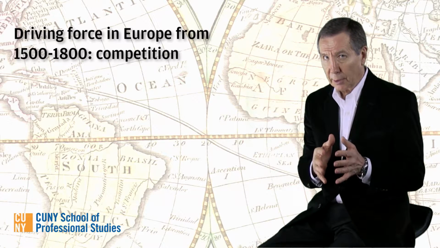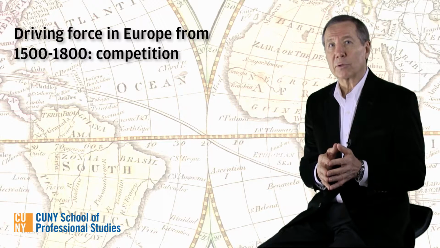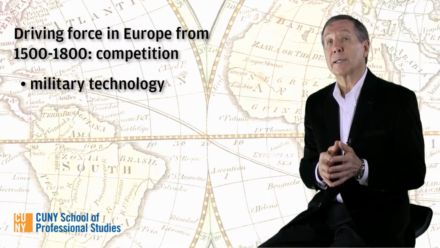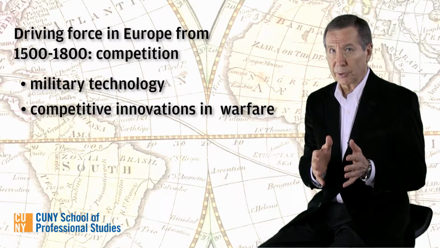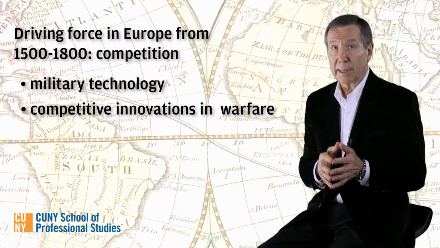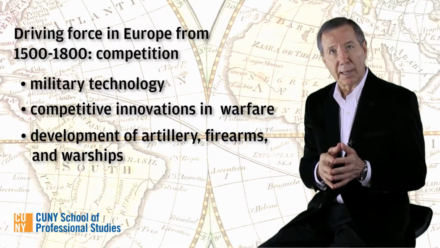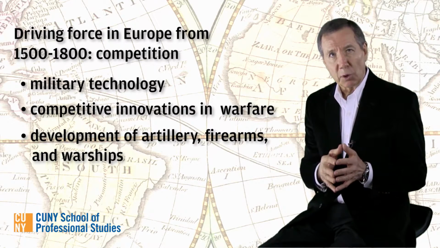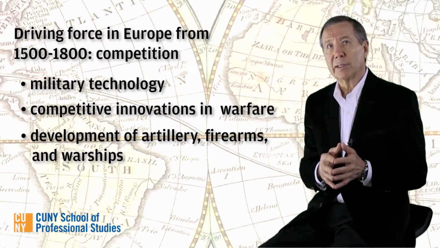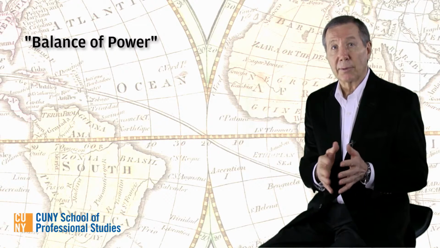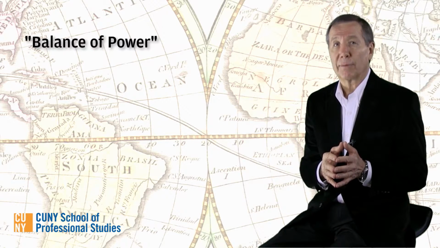European states existed in relation to each other, and their competition, their conflict, becomes one of the driving forces of this entire period. In Europe, that competition is often focused on the development of military technology. Competitive innovations in warfare proceed very quickly as one state attempts to gain an advantage over another. The development of artillery, more effective firearms, and more powerful warships, all this is characteristic of the 17th century European nation-states. Alongside this development is the notion called balance of power, the doctrine that no one state should be stronger than all of the others.